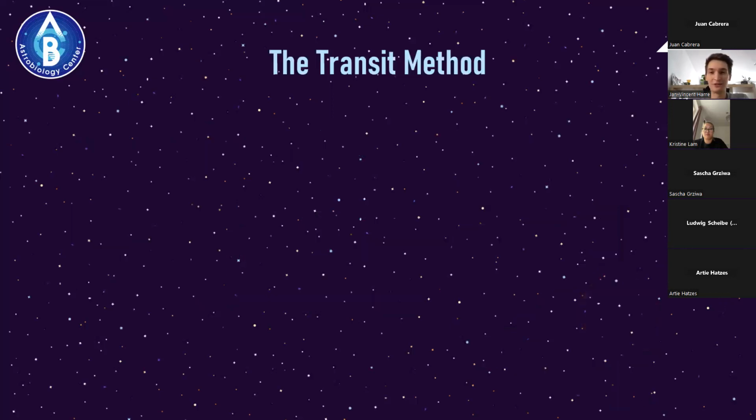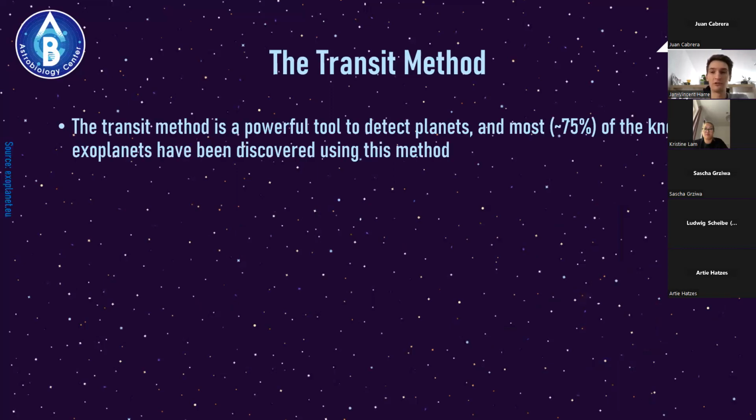Okay, now let's get into some basics that we need to know. So first of all, the transit method. That is a very powerful method to detect planets. And actually, most of the already known exoplanets have been discovered using this method, namely around 3/4 of them.